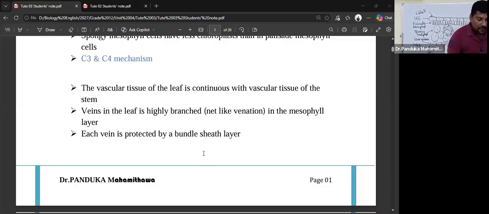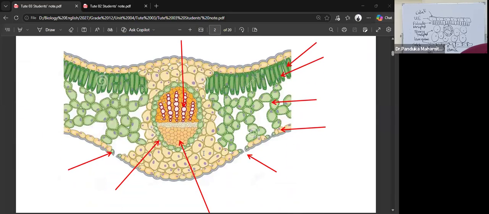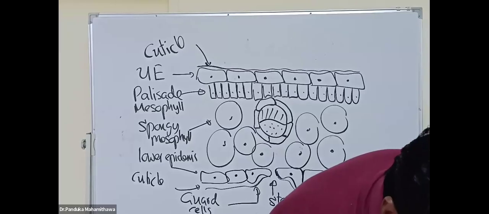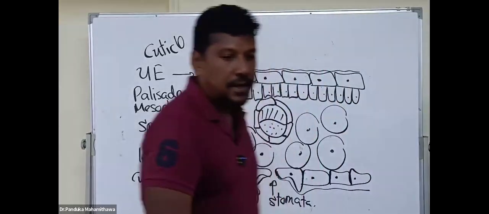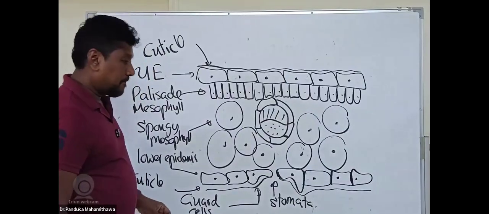So now I have given you the picture because you don't have enough time to draw this one. So you have to name the picture by looking at my drawing. Okay, I hope you can see this one.